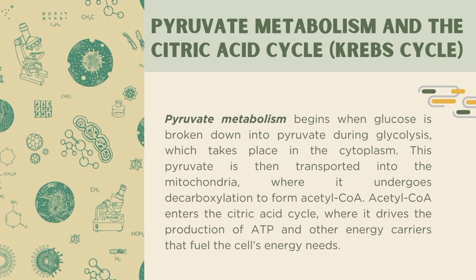Pyruvate citric cycle. When we eat food, our body breaks it down into glucose. Glucose is then converted into pyruvate in a process called glycolysis. This pyruvate is crucial because it gets turned into acetyl-CoA, which powers the citric acid cycle, the main process our cells use to produce energy or ATP.